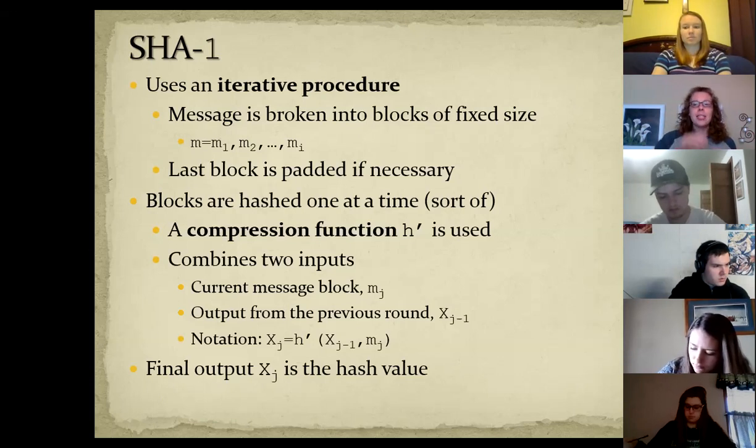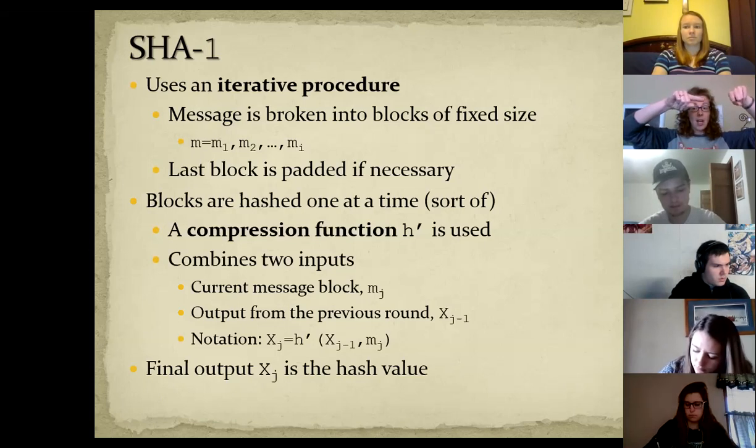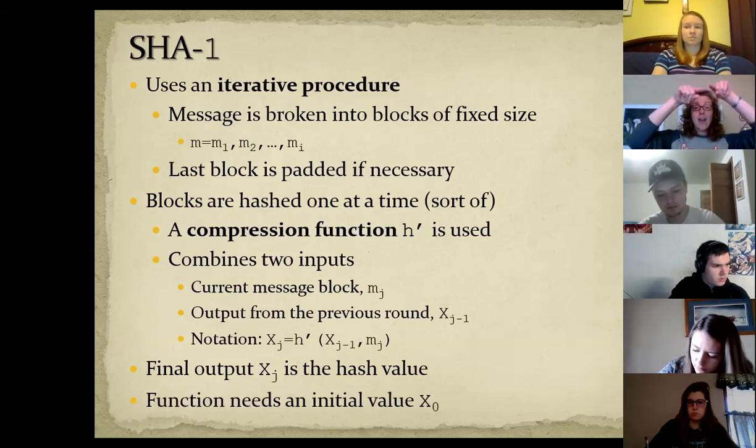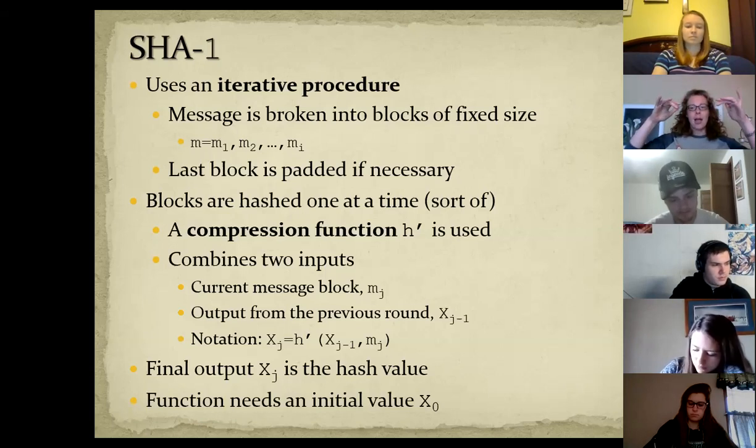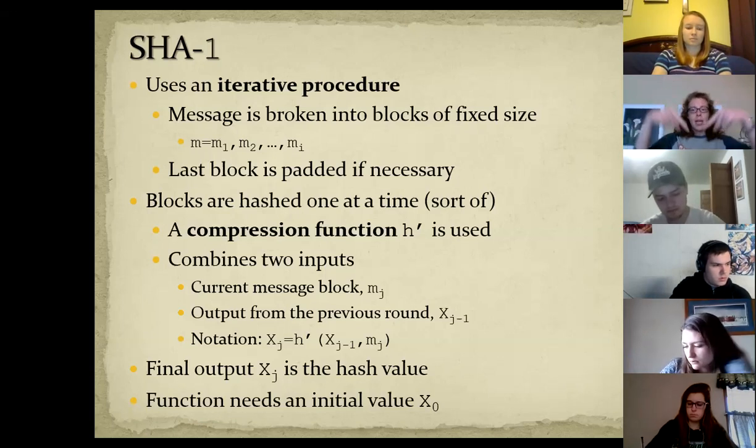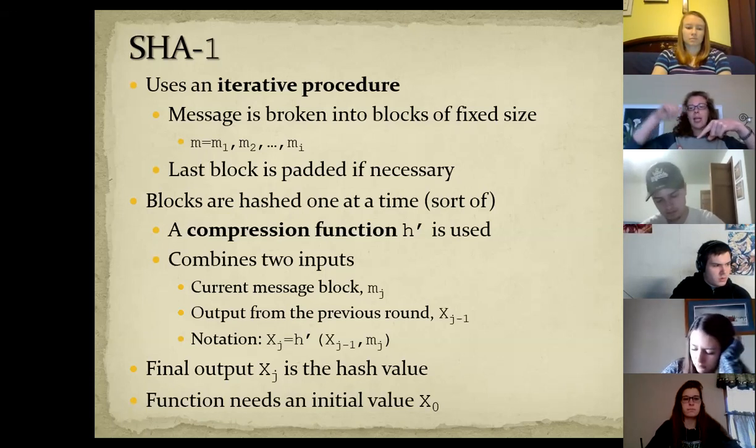And if we're going to do this for the first block, I need a value from the previous block also, right? But there's no previous block. So I need an initial value x naught, okay? So the x's are the outputs from this compression function, and the m's are the blocks. This compression function takes as input a block, and then it takes as input the previous value. It outputs a new value, and then you do it again. It takes the next block, it takes this value, it puts them in, it outputs a new value.